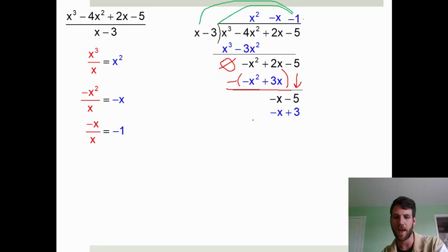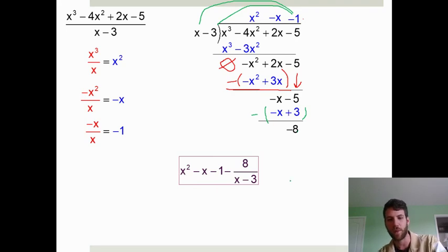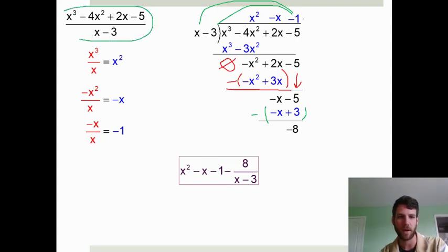And we then have our last step of subtraction to do, and we get an answer of negative 8. And well, x can't go into negative 8. So that means that we are done with the problem, and we can write our answer, as you can see at the bottom here. And remember that this original problem right up here is equal now to what I have in my box answer right there.